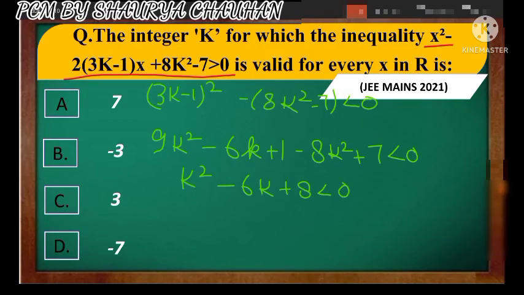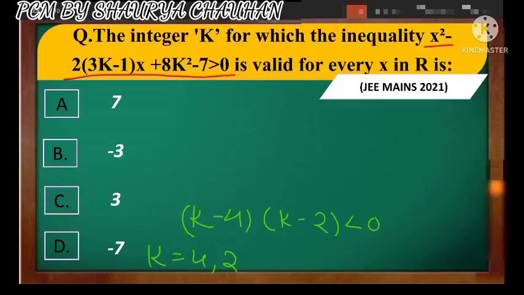To solve this quadratic inequality, we should know the wavy curve method. So firstly we have to factorize it. For factorizing, the factors come out to be (k minus 4) into (k minus 2) less than 0. So now the critical points, or you can say the values of k, are 4 and 2.